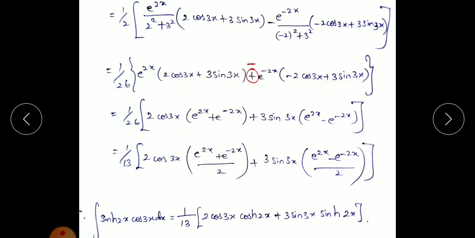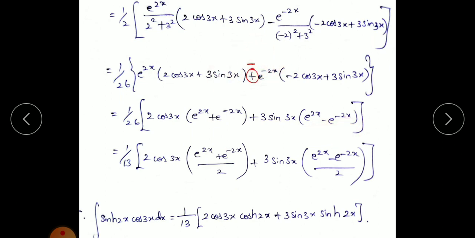Now 2 cos 3x should be common in both the terms, right? So you can take it as common. If you take 2 cos 3x, then e power 2x and e power minus 2x will come, because already minus is there here, so that minus and then minus becomes a plus. Likewise 3 sin 3x is common in both the terms, so 3 sin 3x into e power 2x minus e power minus 2x, that is this minus.